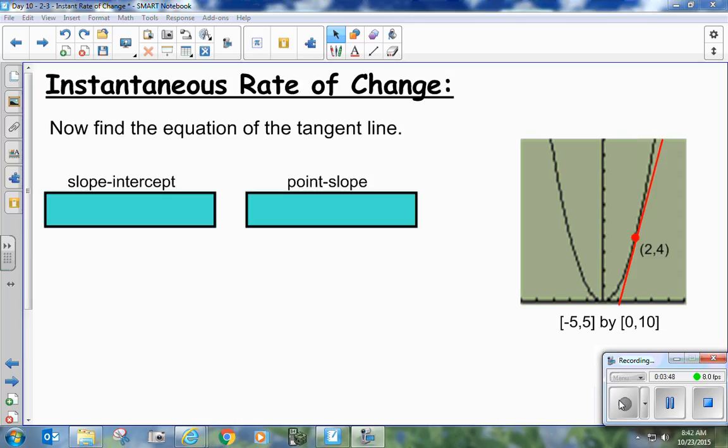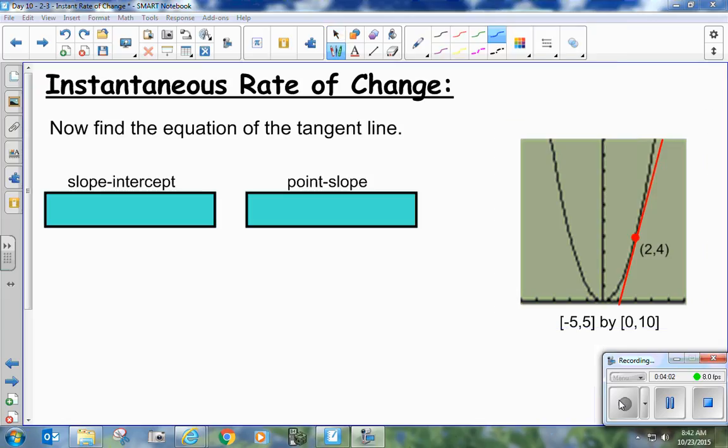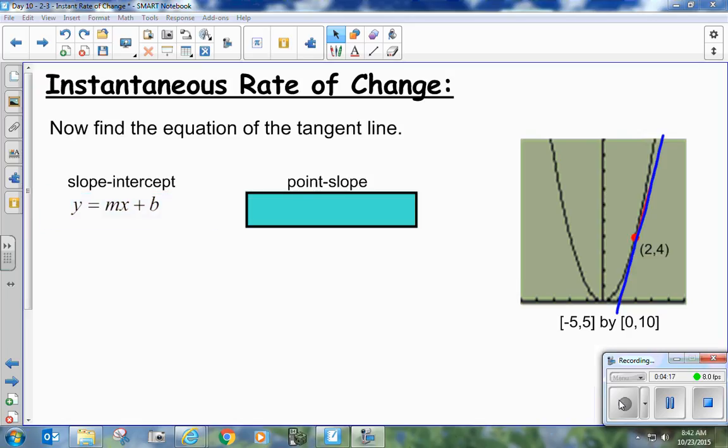All right, now that we found the slope of y equals x squared right at the point (2, 4), let's find the equation of that tangent line we created. There are 2 equations of lines that we use. One is the slope-intercept form, which is what we're really familiar with from previous classes. What we've learned in more recent math years is the point-slope form, and in calculus that is going to be so much more helpful and a lot less work.